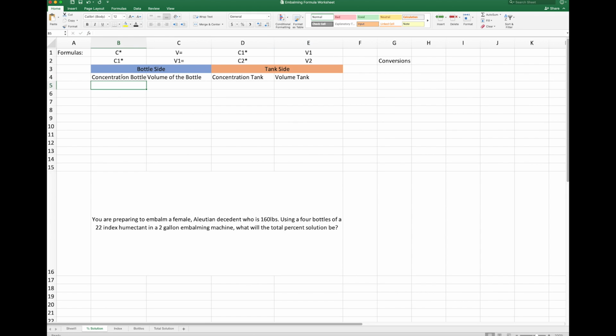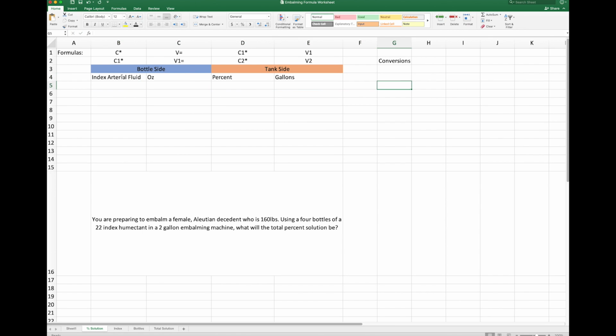So how does this fit in? Well, we don't generally refer to the concentration of the bottle. We use a special word in funeral service for this, and that's called the index of your arterial fluid. So the index of the arterial fluid is multiplied by the volume of the bottle, which we generally measure in ounces, and that equals the concentration of the tank, which is usually a percentage of some sort, multiplied by the actual volume of the embalming machine, which is generally measured in gallons.